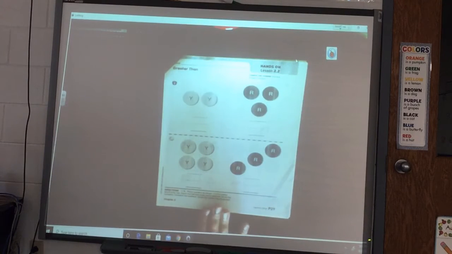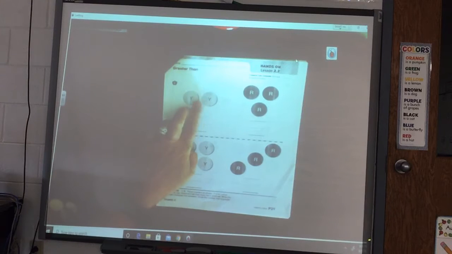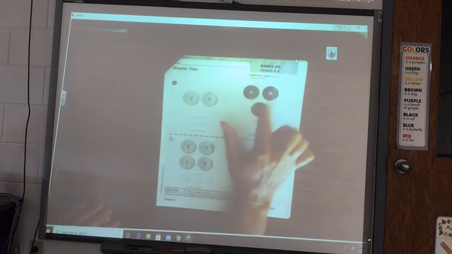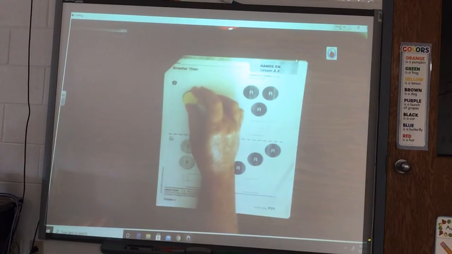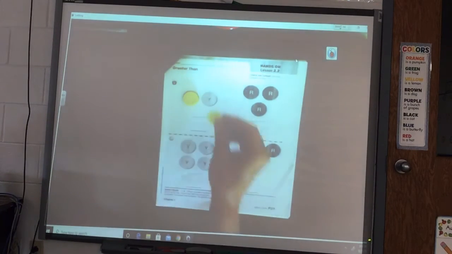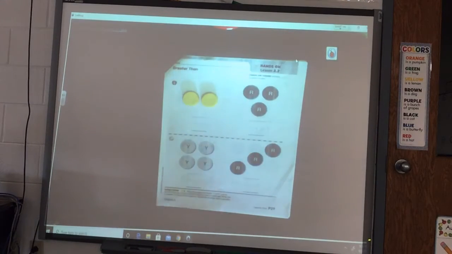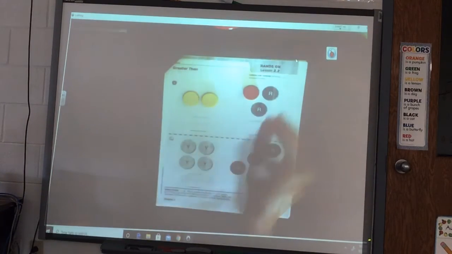Now on these papers, it's a little bit harder to see things because they are black and white. When you come back to school next week, we have our regular math papers and workbooks and they are color, so that will make it a lot easier for you. But on my paper, there are two Y's. That stands for yellow. So if we were using our papers here at school, these would actually be yellow, these would be red. So I'm gonna go ahead and put yellow on there, and I'm going to put red on these to help me.